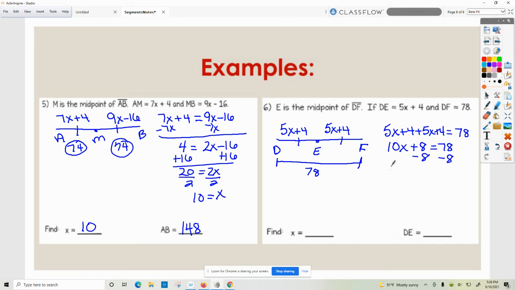I would subtract 8 from both sides. So I'm going to get 10x is equal to 70. Divide by 10. So my x would be 7. Now to look at the other side, I just need to know the length of D to E. So I'm going to take my 7, bring it up here and substitute it in. 5 times 7 is 35. 35 plus 4 is going to make a 39. And that is what we're going to be working on today in class.